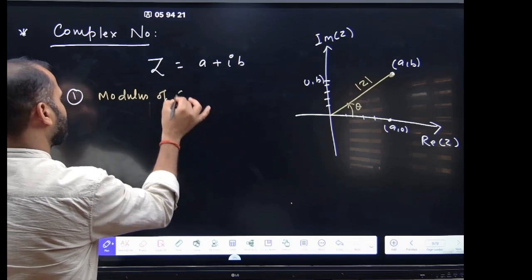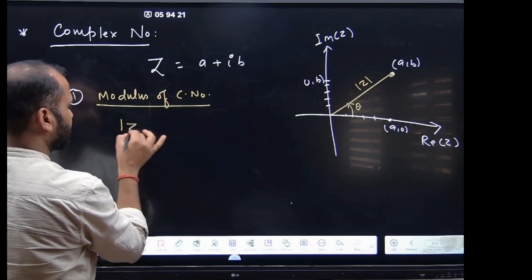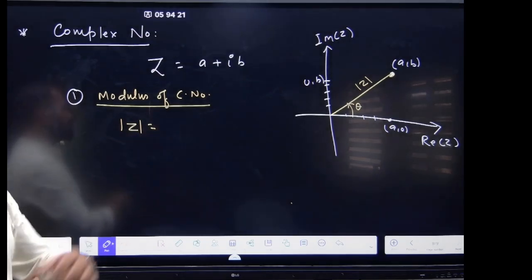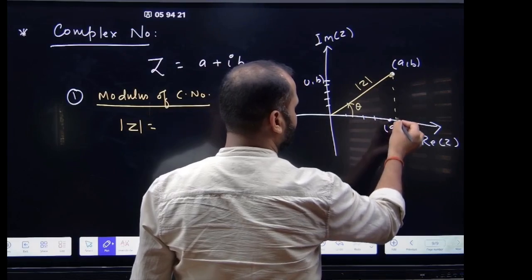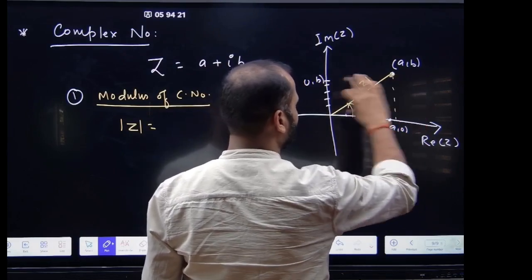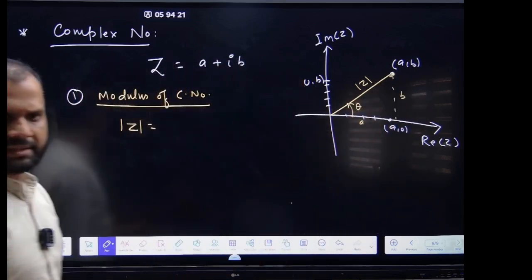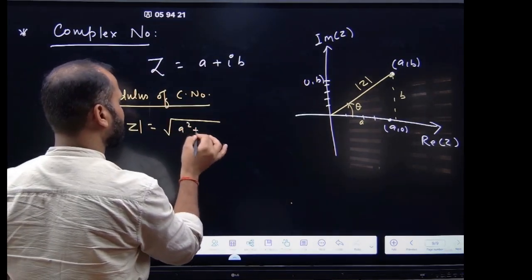Modulus of complex number. So, what is the meaning of the modulus? We represent it like this, mod z. The meaning of that is, from the origin to that point, the distance we want. So, it is nothing but a right angle triangle, right? Just see, this square plus this square, because this distance is b, this distance is a. How will I calculate the distance? Yes, we can calculate. So, modulus is nothing but root under a square plus b square.